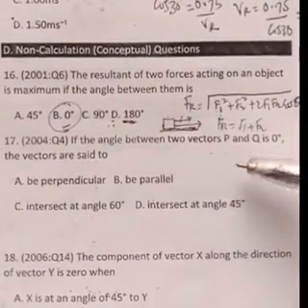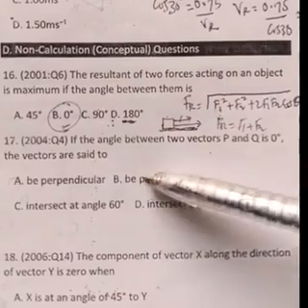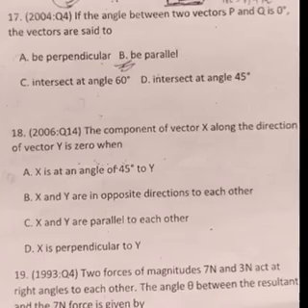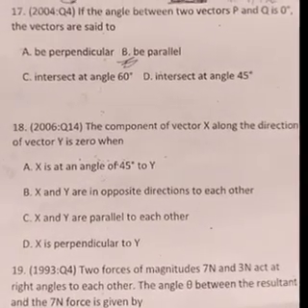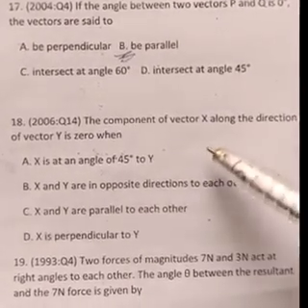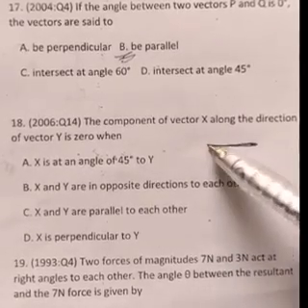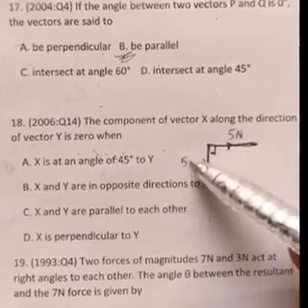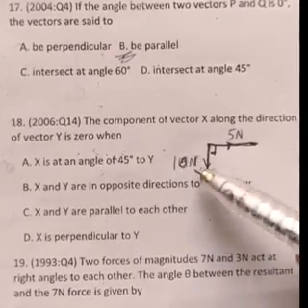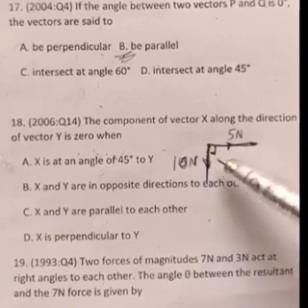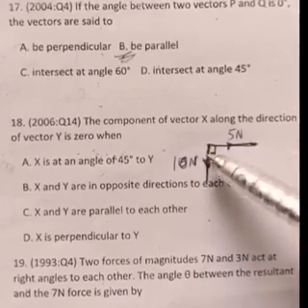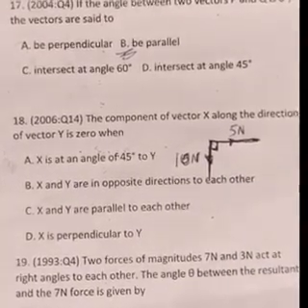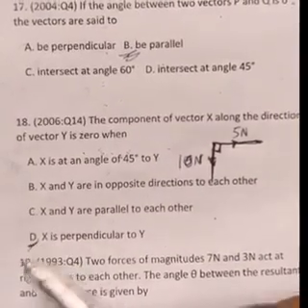If the angle between two vectors P and Q is 0, it means they are parallel. That's B. I even said it here. The answer here is B. The component of vector X along the direction of vector Y is 0 when they are perpendicular, of course. For example, let's suppose this is a vector and this is another vector perpendicular to each other. If this is 10 Newton, the effect of this 10 Newton along the horizontal is 0 because it will not project. There is no angle between them. Or in short, because cos 90 is 0. So the answer is D.